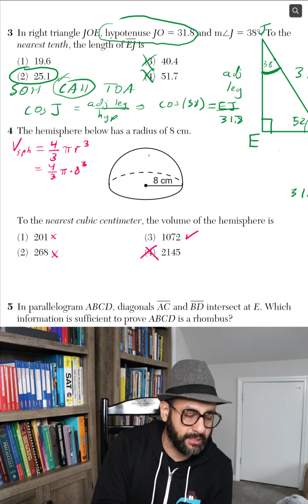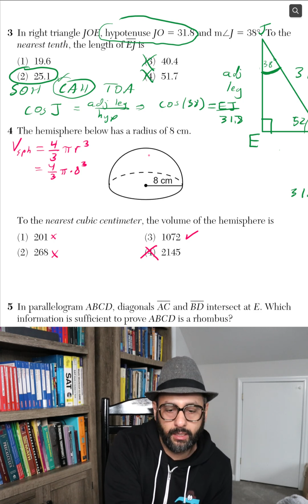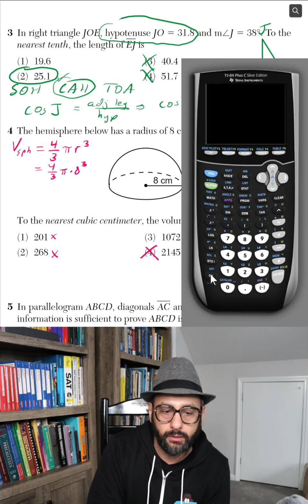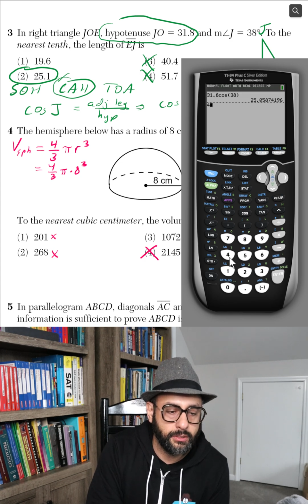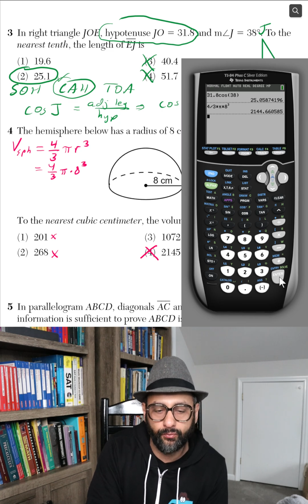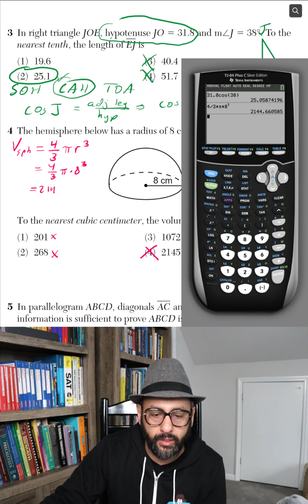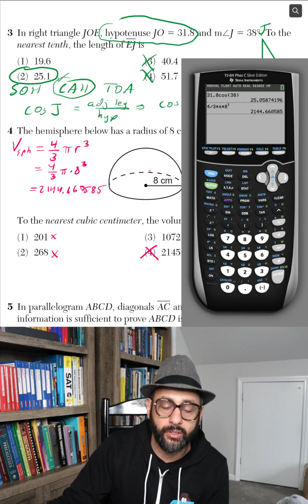And I could actually get this on the calculator, and that's what I am going to do. 4/3 times pi, which is above the exponent button, times r cubed, 8 cubed. And now remember, this is the volume of the sphere. So 2144.66, 2144.660585. I actually recommend putting all those digits into the paper.